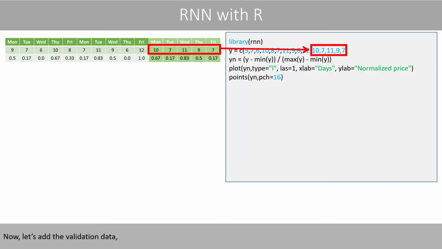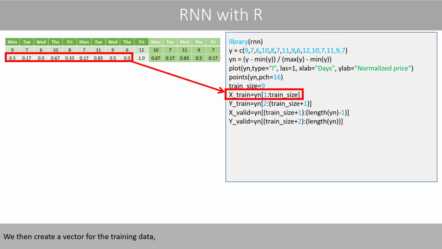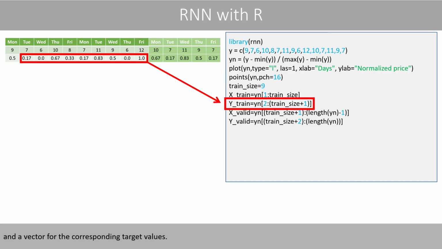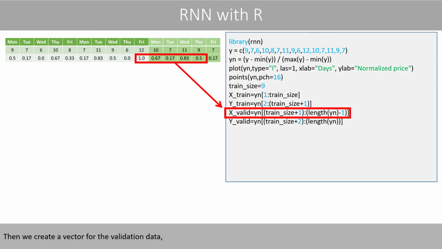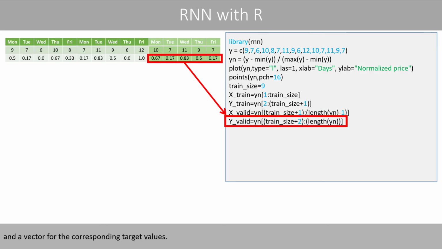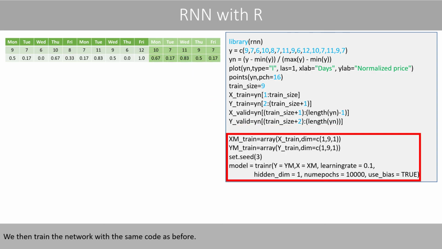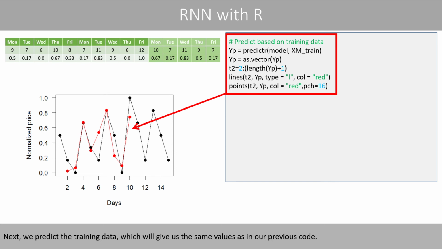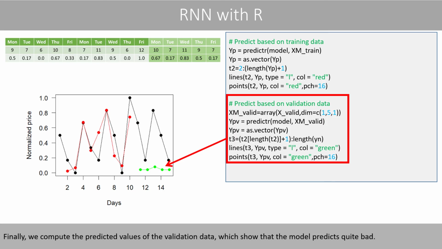Now, let's add the validation data. We then create a vector for the training data and a vector for the corresponding target values. Then we create a vector for the validation data and a vector for the corresponding target values. We then train the network with the same code as before. Next, we predict the training data, which will give us the same values as in our previous code. Finally, we compute the predicted values of the validation data, which show that the model predicts quite bad.